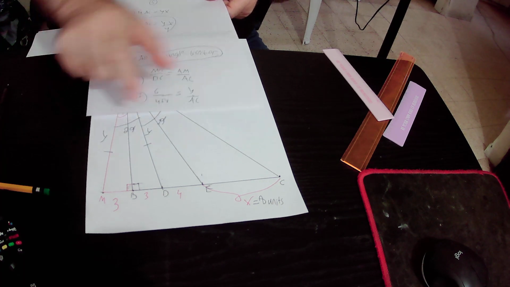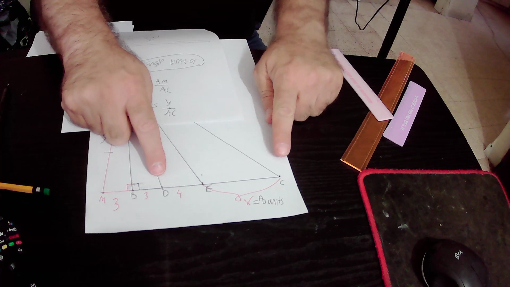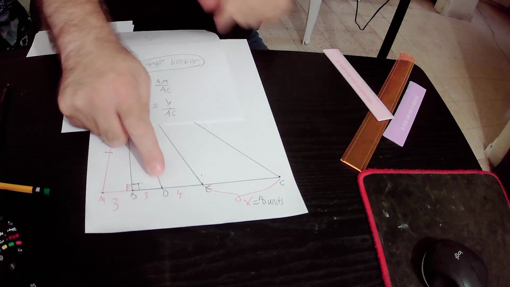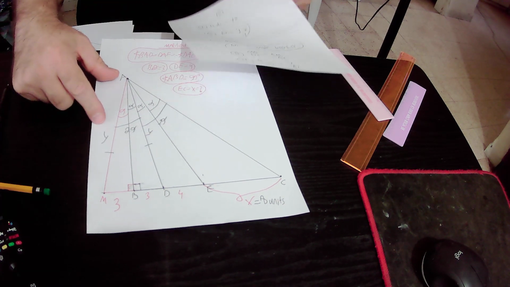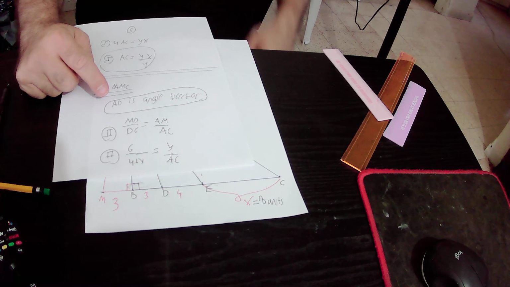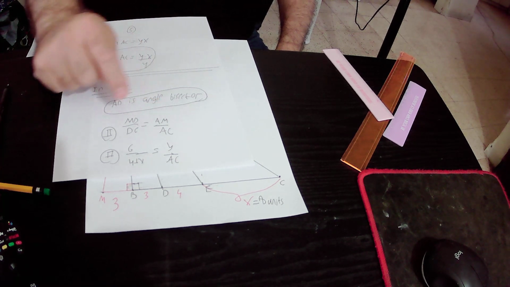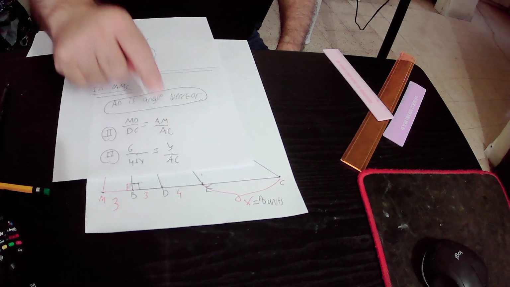What is the value of DC? DC equals 4 plus X. And what is the value of AM? AM equals Y. So in total we got that MD over DC equals MA over AC, that is 6 over 4 plus X equals Y over AC.